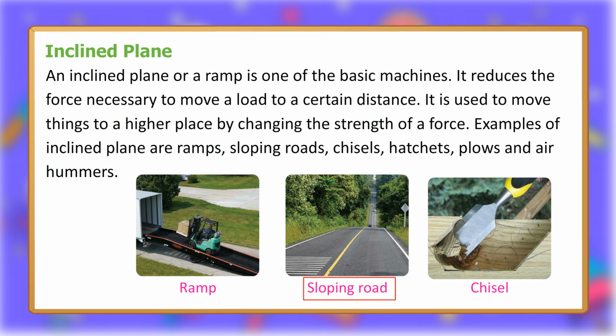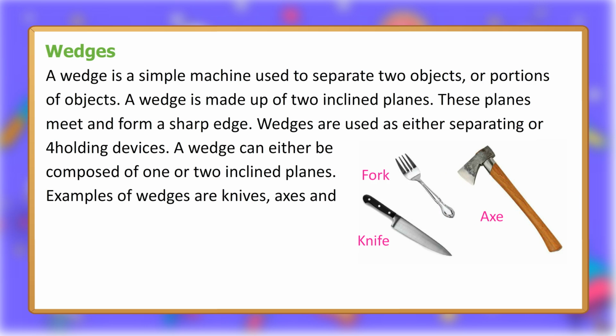Ramp, sloping road, chisel. Wedges. A wedge is a simple machine used to separate two objects or portions of objects. A wedge is made up of two inclined planes. These planes meet and form a sharp edge. Wedges are used as either separating or holding devices. A wedge can either be composed of one or two inclined planes. Examples of wedges are knives, axes and forks.